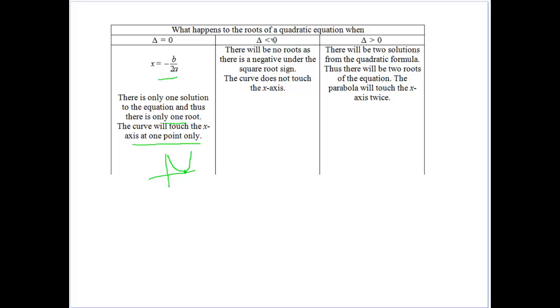If the discriminant's less than 0, we can't get any solutions to our quadratic equation, because we try to take the square root of a negative number. That means the curve does not touch the x-axis. So it looks like that, or it may look like that, depending if it's concave up or concave down. So we get one of those two situations. And if we get the discriminant greater than 0, there are two solutions from the quadratic formula. So there'd be two roots of the equation. That means we get our parabola cutting our x-axis twice.